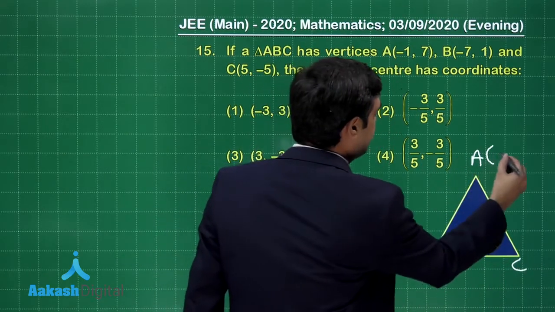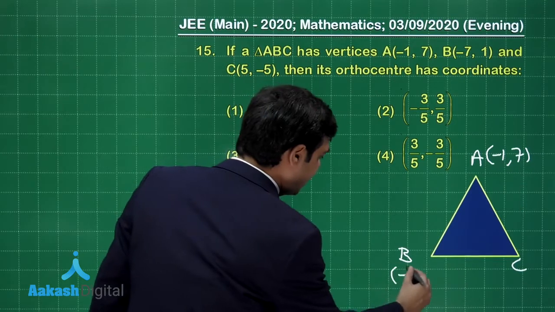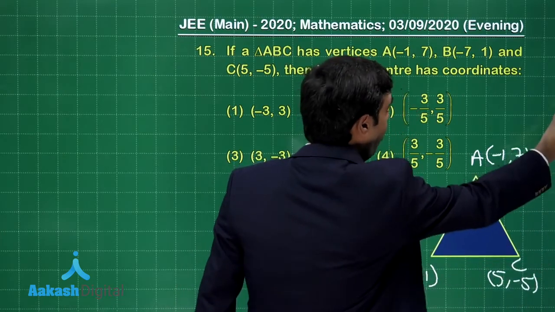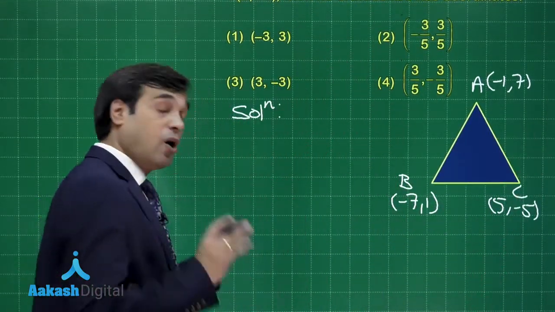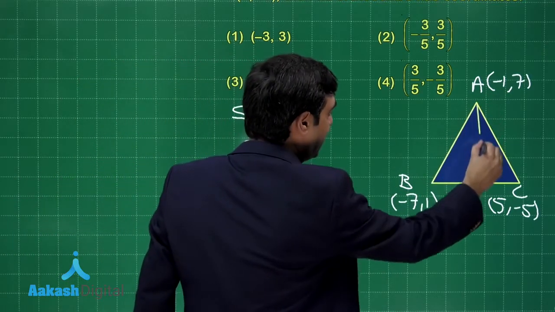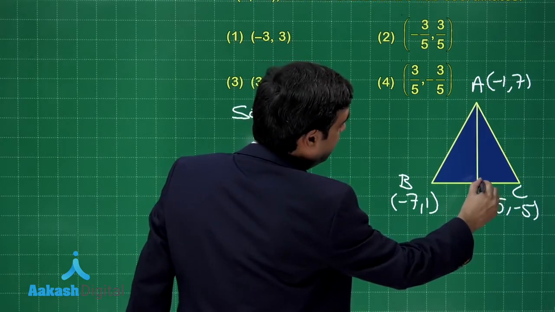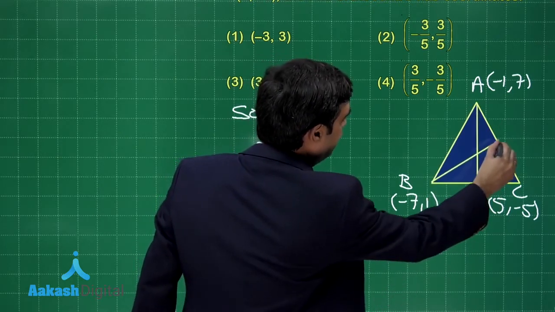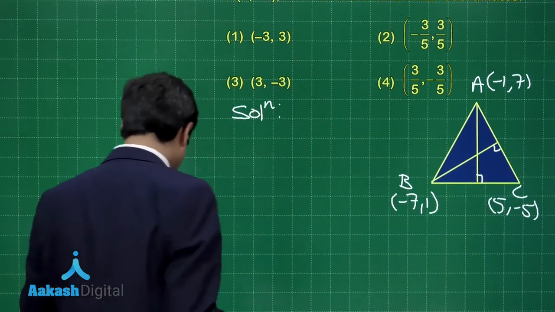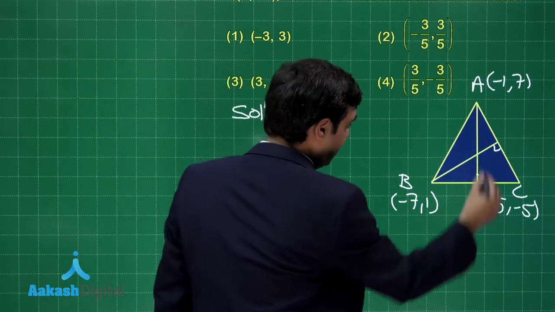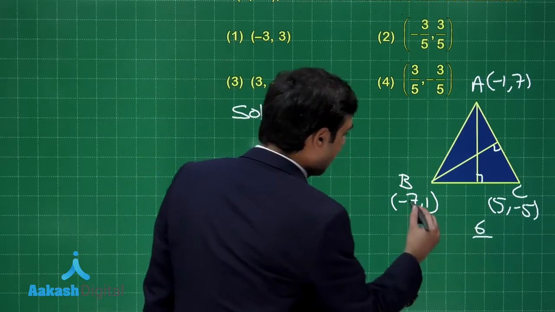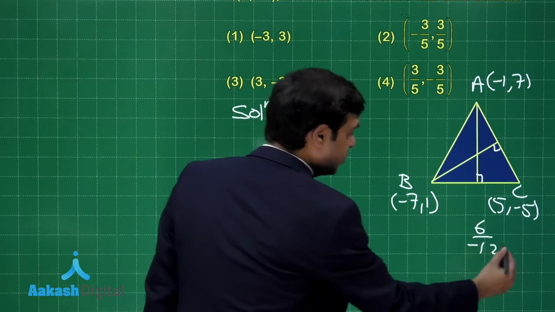The coordinates for A are minus 1, 7. B is minus 7, 1. C is 5, minus 5. Now orthocenter, that means you are talking about altitudes' point of intersection. So let's draw first two altitudes. Let's say I'm drawing from A, and then I'm drawing from B. Consider this is right angle. Now, what is the question talking about? This line. We know the slope of BC. We can simply find slope of BC as 6 upon minus 12. So it is minus half.